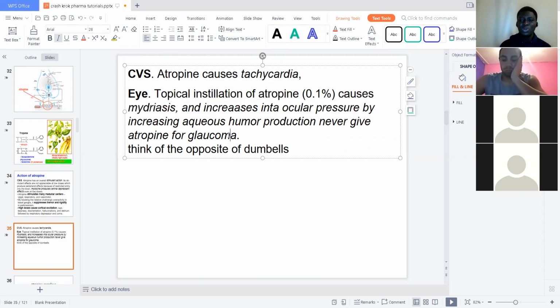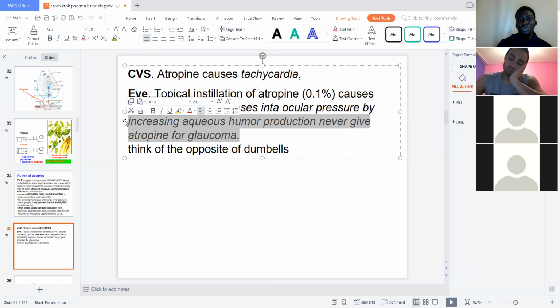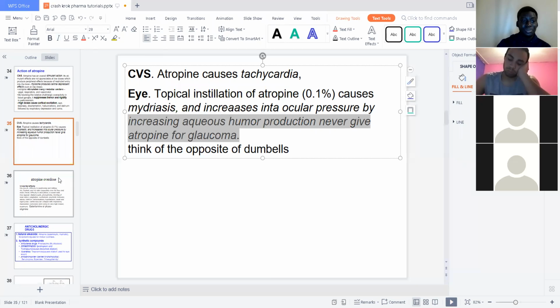Never ever give someone with glaucoma atropine, because atropine is going to increase the aqueous humor production and increase the intraocular pressure. So this is a very popular krok question. So they can ask you, what drug can you not give to a glaucoma patient? So the answer is atropine, because it's going to increase intraocular pressure when it increases aqueous humor production.